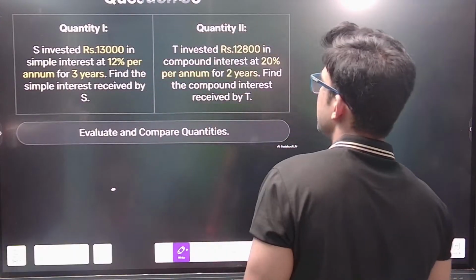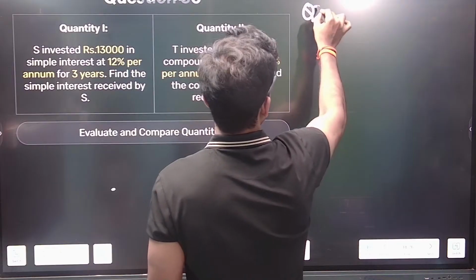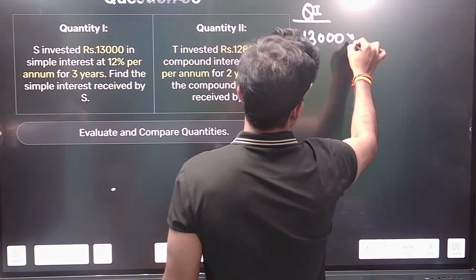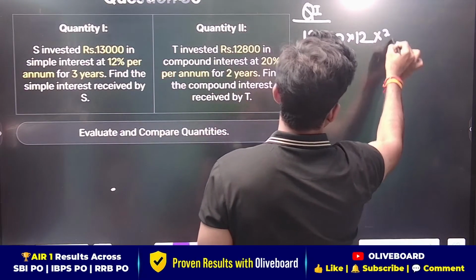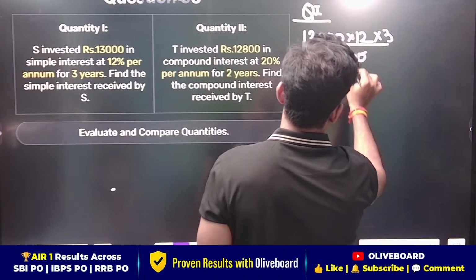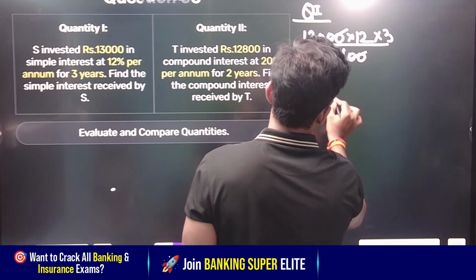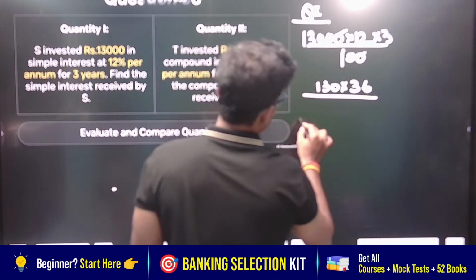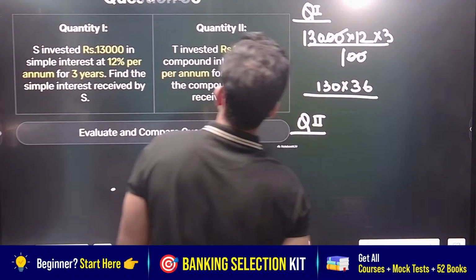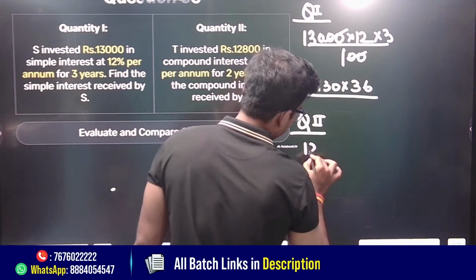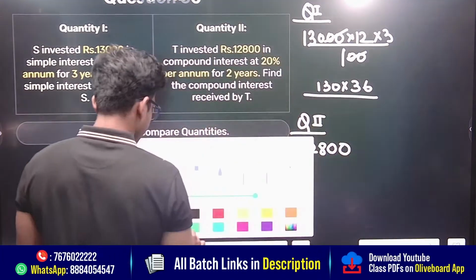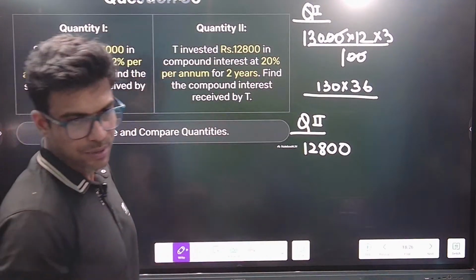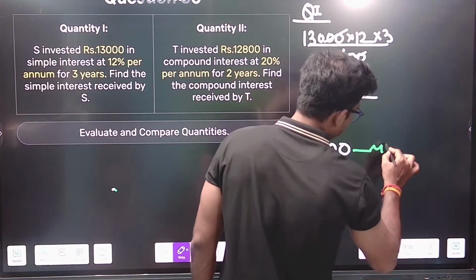A invested 13,000, we are solving quantity 1. 13,000, 12%, 3 years, by 100, cancelled out, 36, 130 into 36, first part. Okay, let's come to quantity 2. Quantity 2 is 12800. Let me change the color of the marker. It is compounded 20% per annum for 2 years. 20% per annum is basically 44% of this.